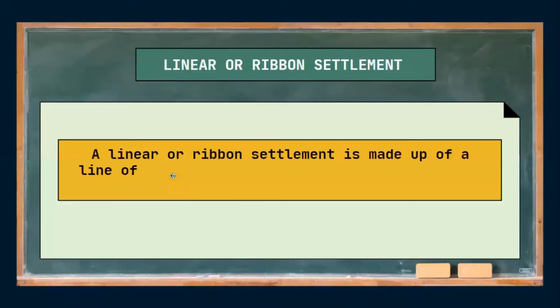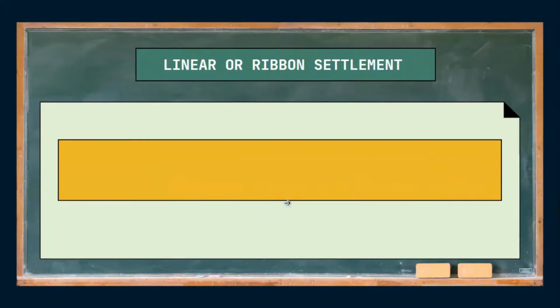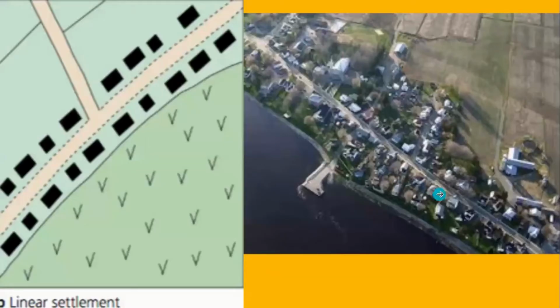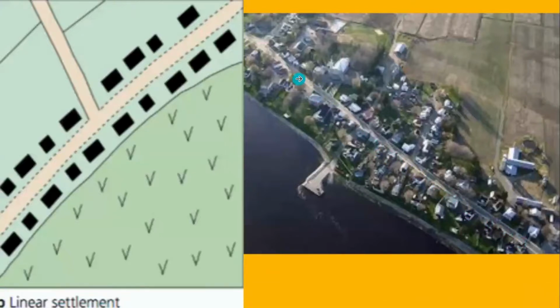And then we have linear or urban. A linear or urban settlement is made up of a line of houses or buildings along a road, river, coast, or at the foot of a mountain. Here we have linear, where they are lined up along the road. And it's the same thing here in the image.